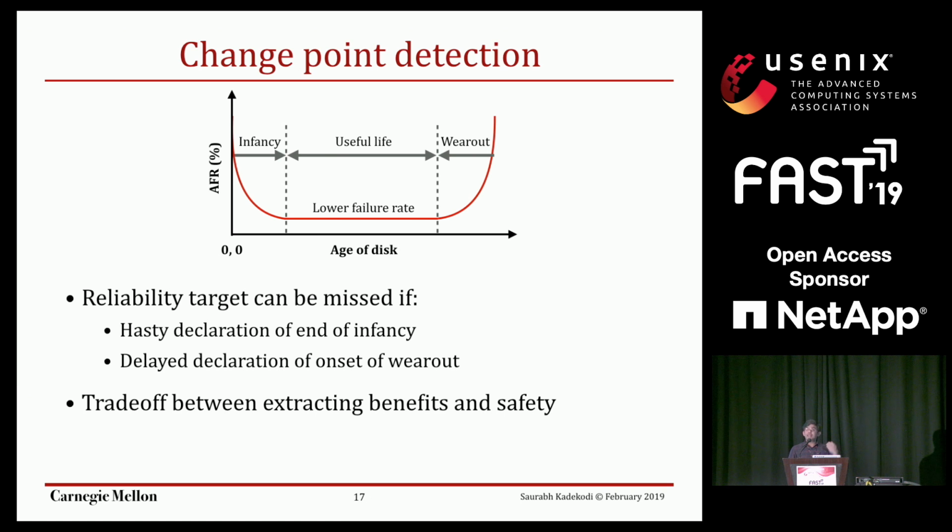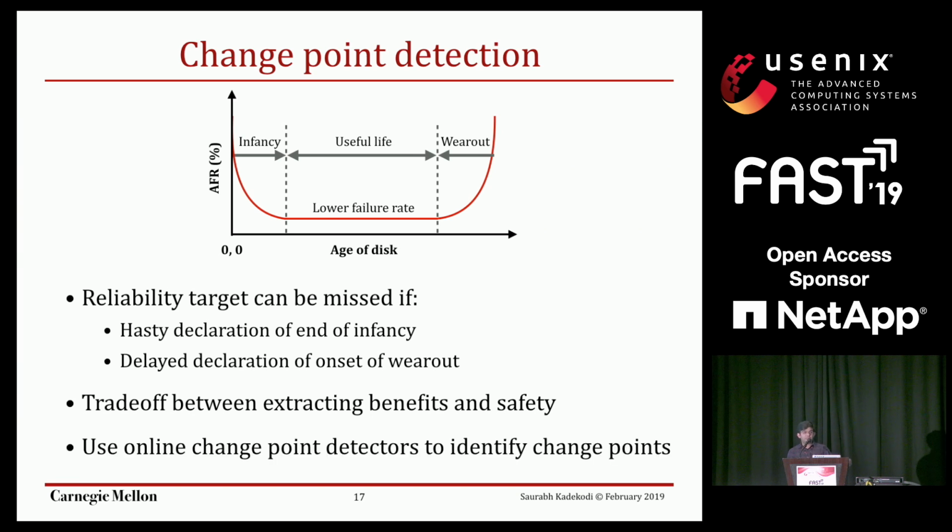Similarly, if we are too lax in declaring end of infancy or too hasty in declaring wear out, we are going to rid ourselves of the benefits possible. So we employ online change point detection algorithms to correctly identify the knee of the curve.